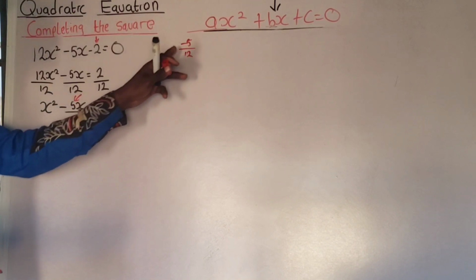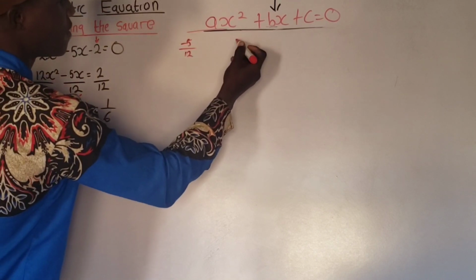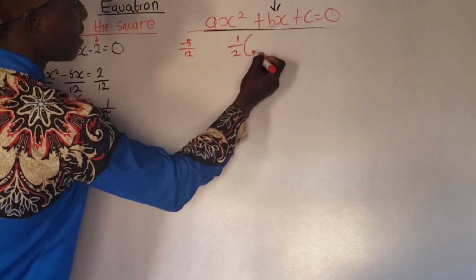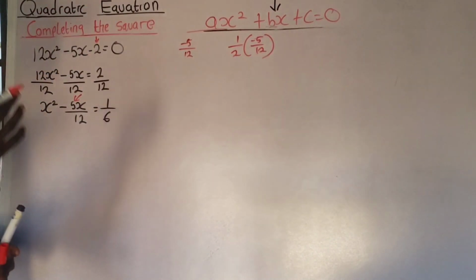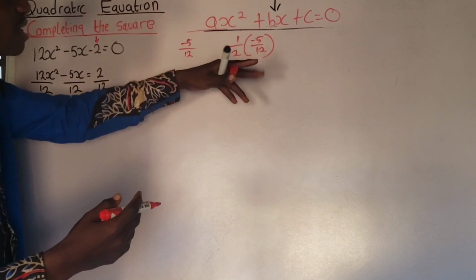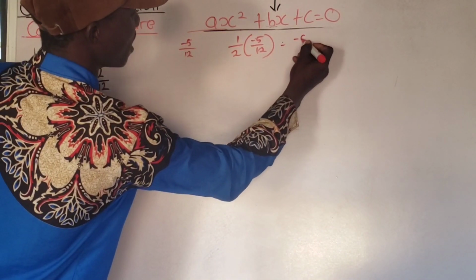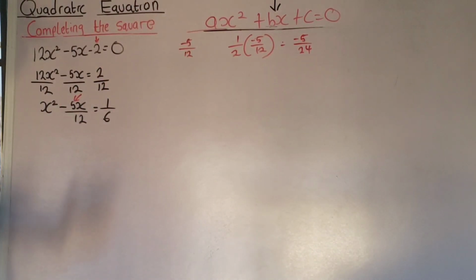Now I'm going to find the half of negative 5 all over 12. The half is 1 over 2 multiplied by negative 5 all over 12, where of means product. Taking the product, you are going to have negative 5 all over 24. So this is the half of the second term.